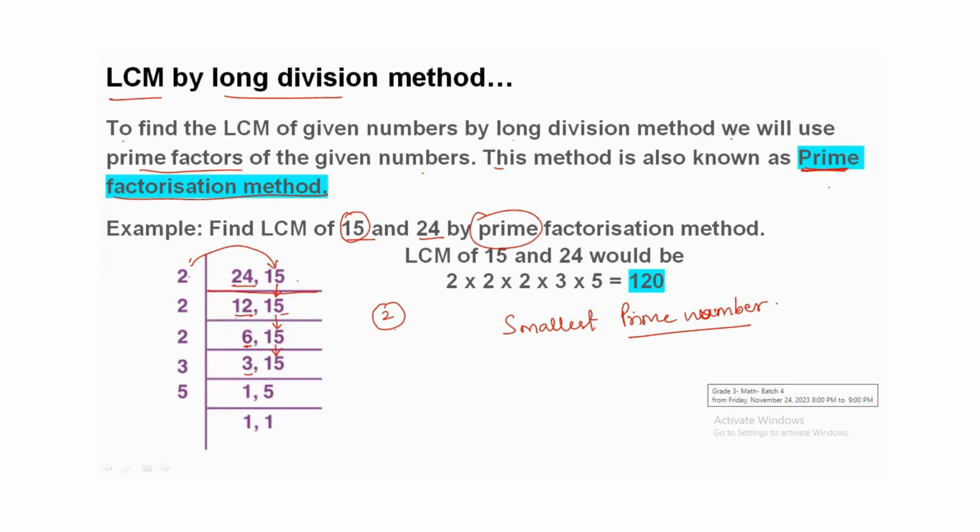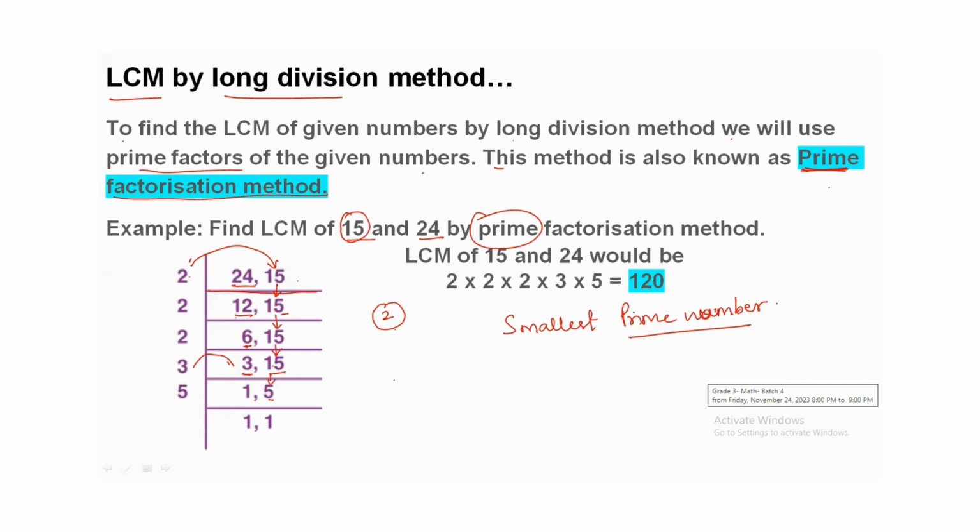Now what I can see, I have numbers 3 and 15 over here. Now I need to make a division. So by 2, neither 3 is divisible nor 15. So now I am going to take 3. So I am going to make a division by 3. So what I can say, 3 times 1 is 3. So 3 divided by 3 is 1. And 15 divided by 3 is 5. So I have written 5 at the place of 15.